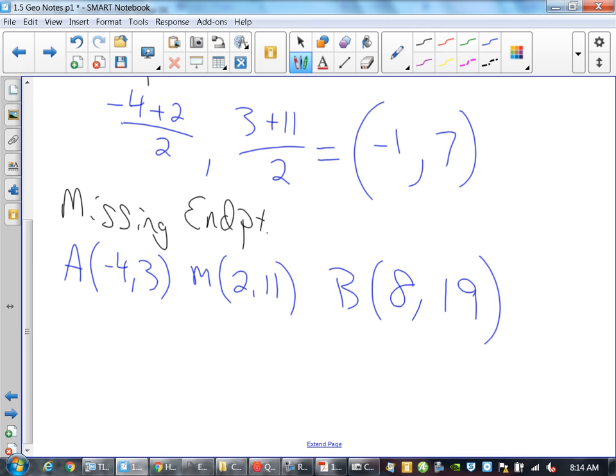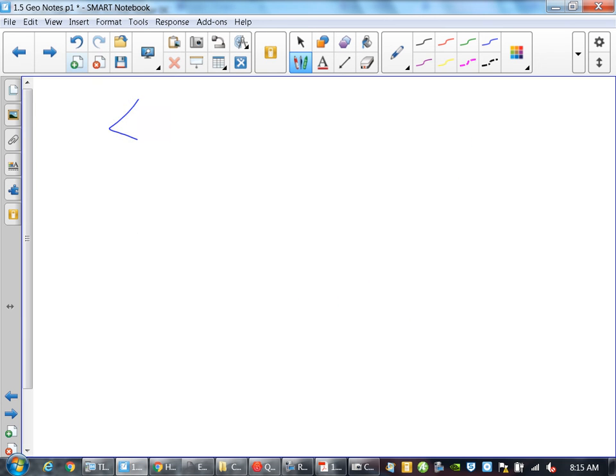So when you walk through those things, you have to remember to read it. Are you looking for distance? Are you looking for midpoint? Are you just looking for missing endpoint? All right. It's reading. And then after all the endpoint stuff and the midpoint stuff, we switched to angles.